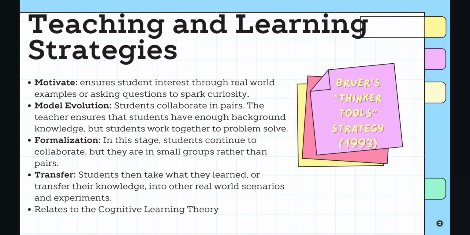Our teaching and learning strategies are from Brewer's Thinking Tool Strategy, 1993. To start with: motivation, model evolution, formalization, and transfer. This relates to the cognitive learning theory. Transfer is what we are most eager to use with our third graders. We want students to be able to take what they learned and transfer their knowledge to real world scenarios and activities.